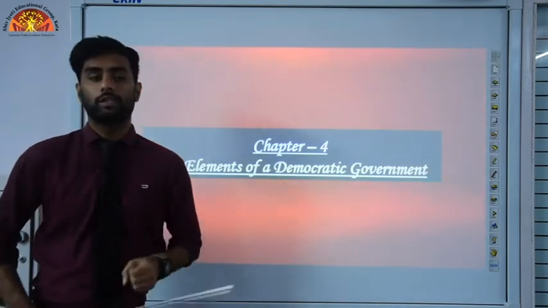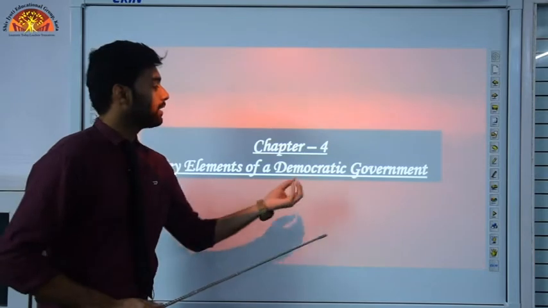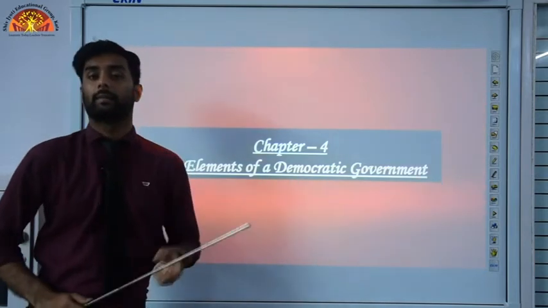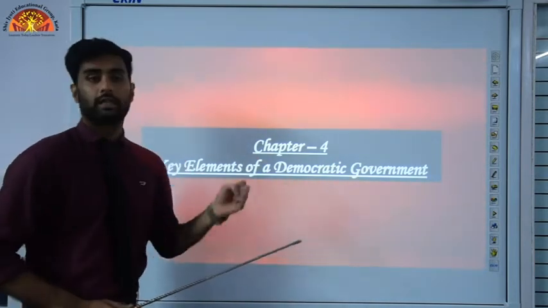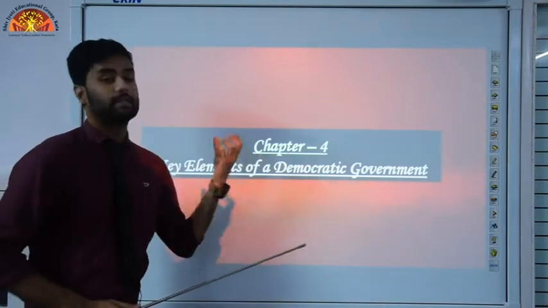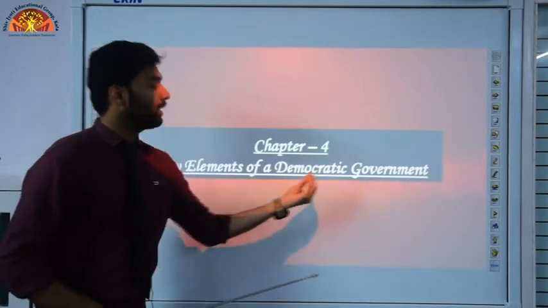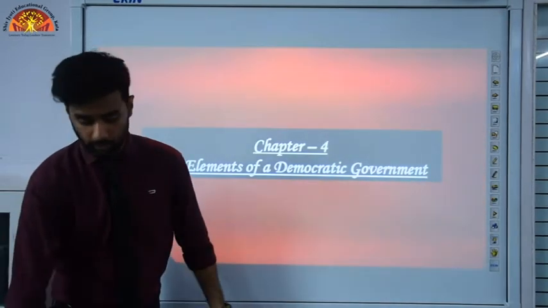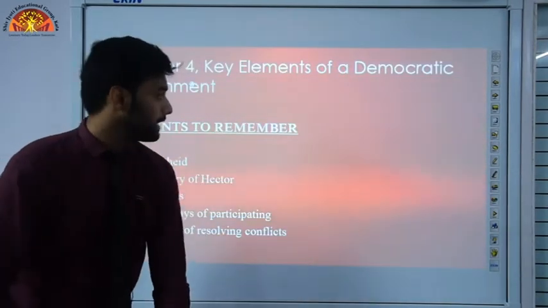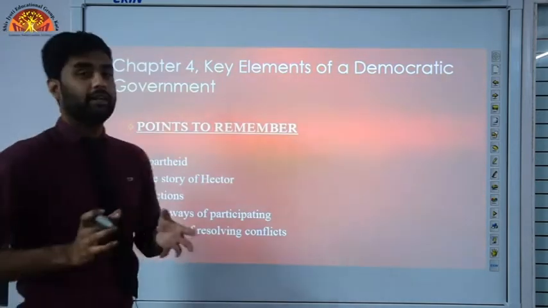In this chapter, students, we learned about what makes a government democratic. In chapter number 3, we learned about democracy, the democratic form of government. Now in this chapter, we learned what makes the government democratic. So the points to remember, the first point here is apartheid. What did we learn about apartheid?